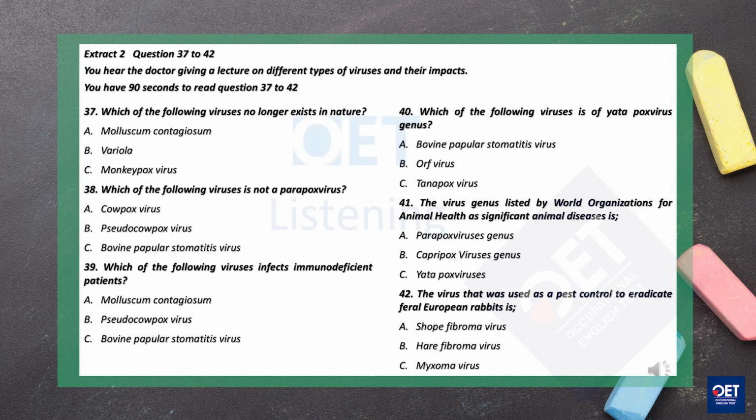Capripox viruses cause infection in goats, cattle, and sheep that can cause high morbidity, and outbreaks of capripox viruses can have a severe economic impact on farmers. The viruses of this genus are listed by the World Organisation for Animal Health as significant animal diseases that require serious concern. Sheeppox virus, goatpox virus, and lumpy skin disease virus are of the Capripox virus genus.